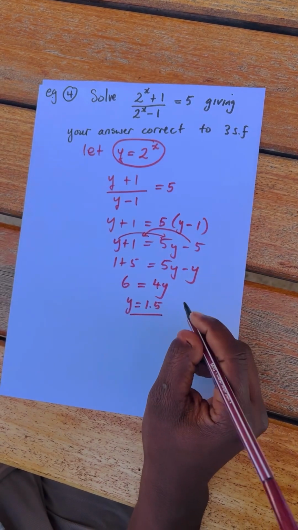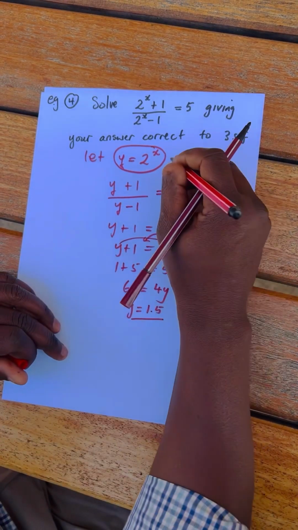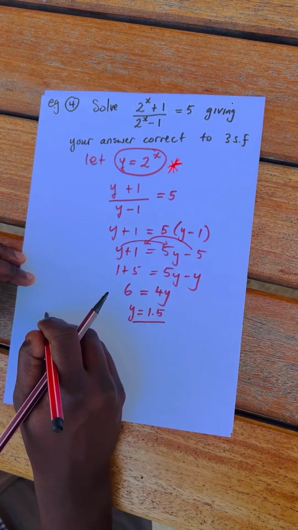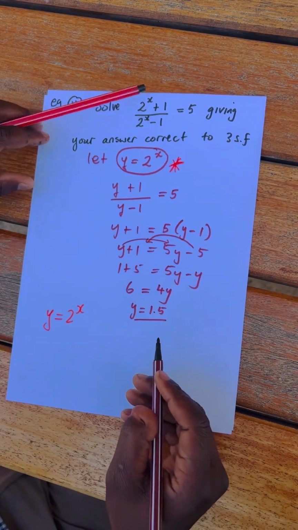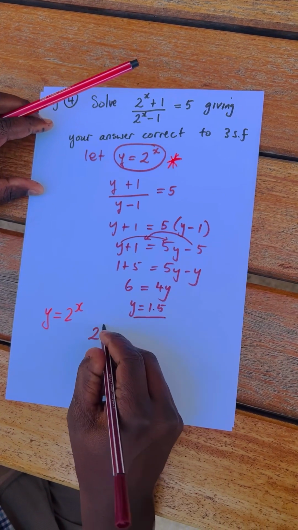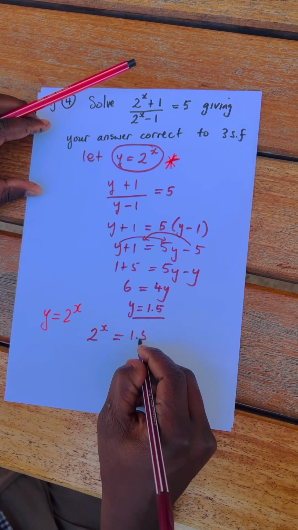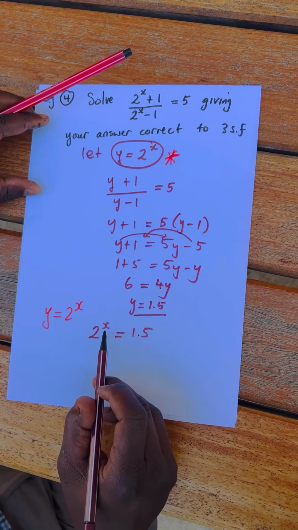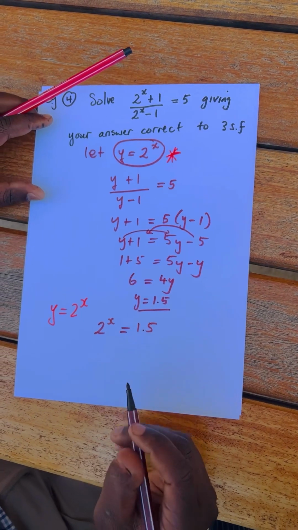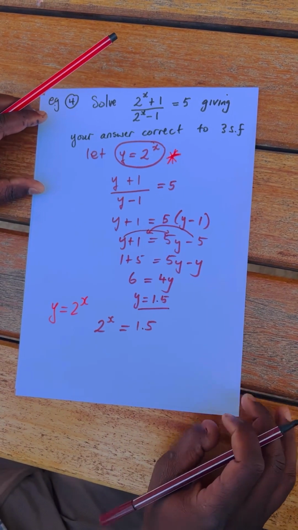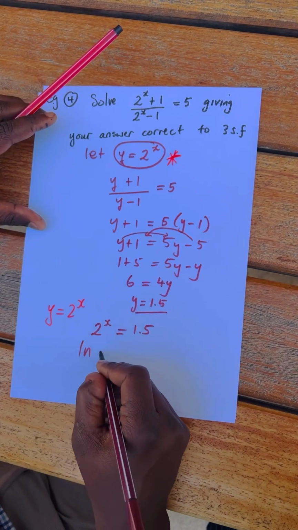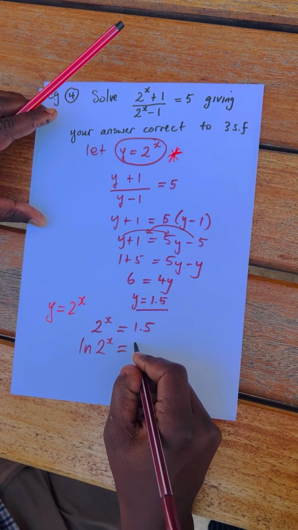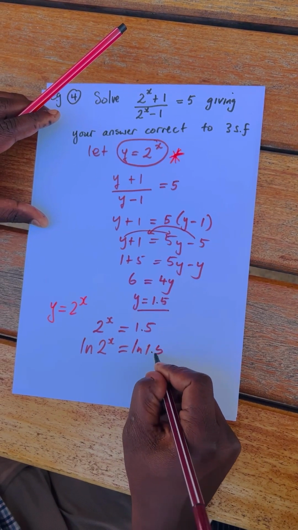All right, but like I was saying, we need not to forget our original substitution. We said y is 2 to the power x. So we need to go back and substitute back. So this is 2 to the power x equals 1.5. We need x. Remember, if x is a power, the only way we can drop it down is if we involve logarithms. I'm going to apply ln both sides.